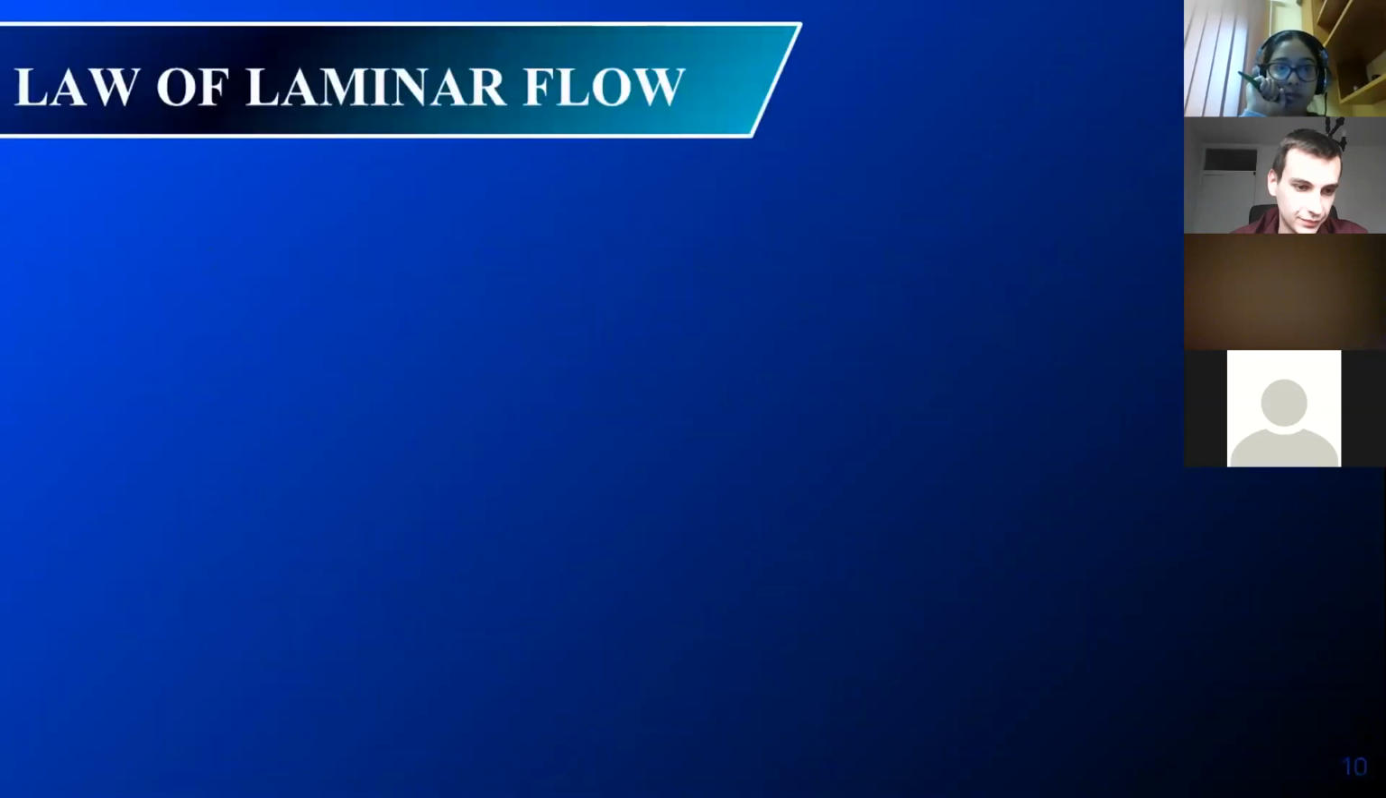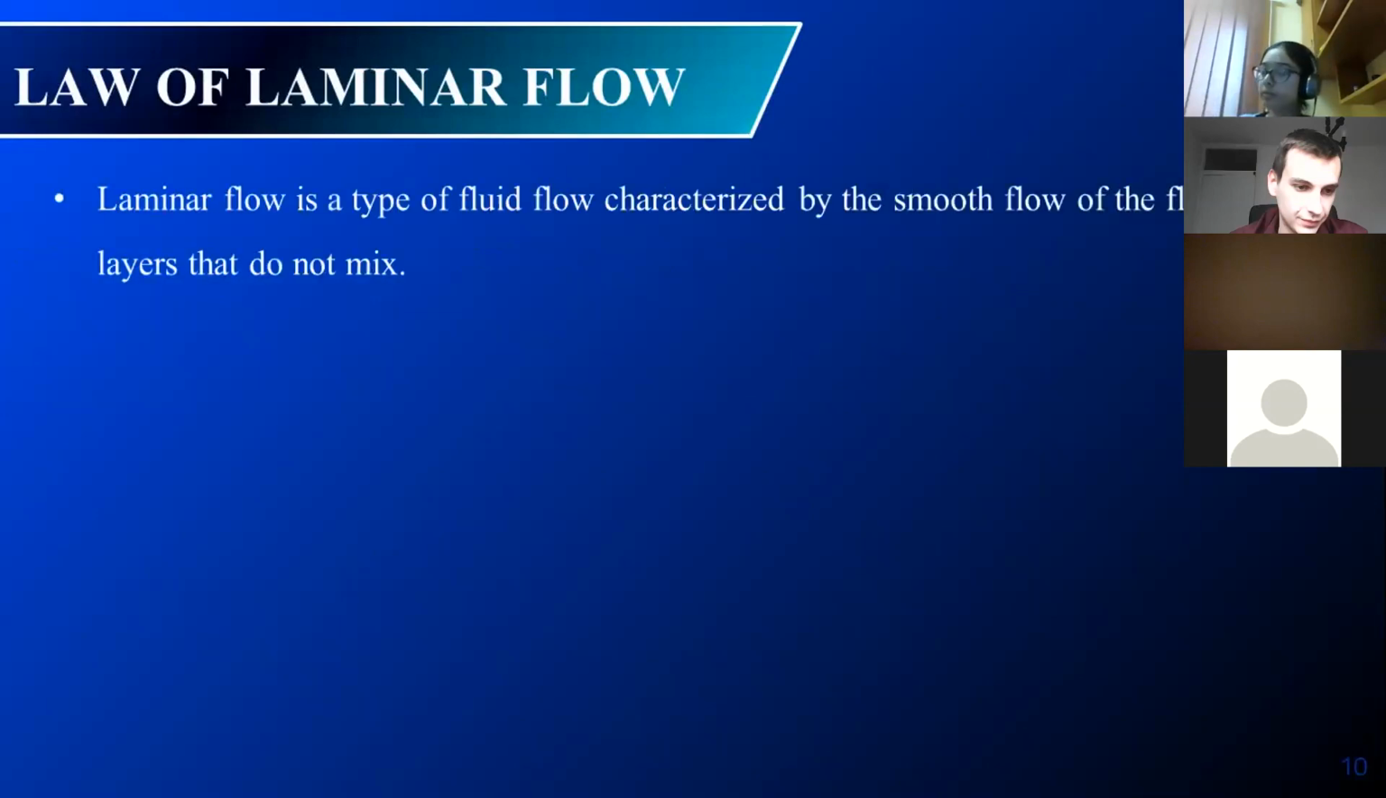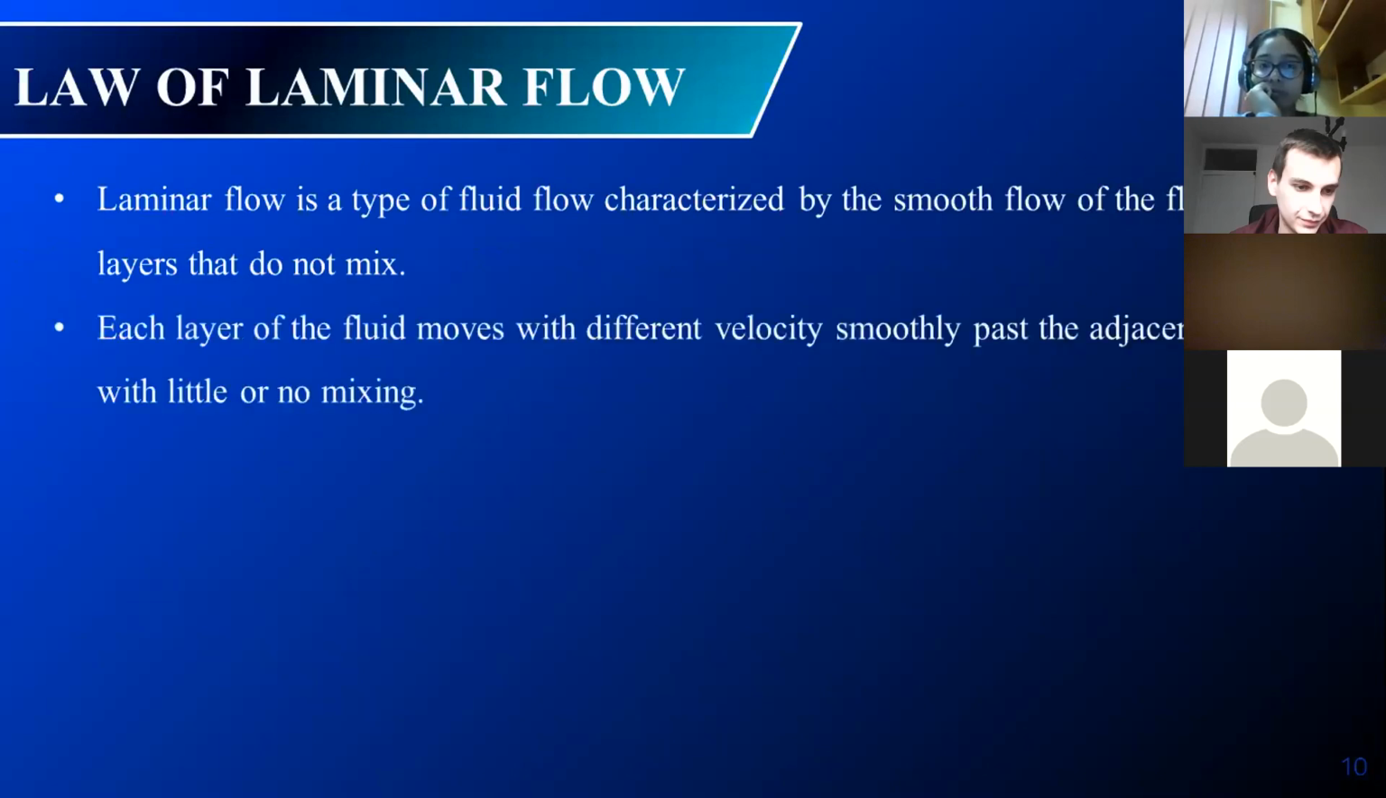Let's have a look at the law of laminar flow. Laminar flow is a type of fluid flow characterized by the smooth flow of the fluid in layers that do not mix. Each layer of the fluid moves with different velocity smoothly past the adjacent layers with little or no mixing. Laminar flow occurs due to friction of layers in the fluid. Typical examples of laminar flow include flow of honey or any thick liquid from a bottle.